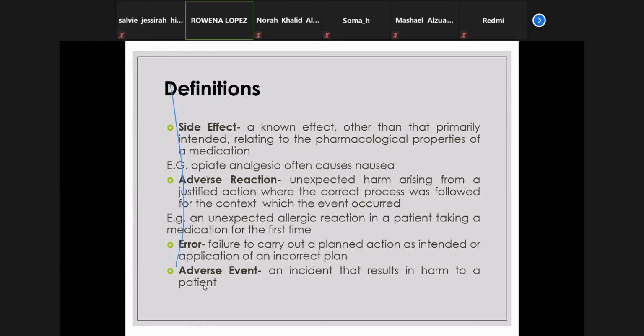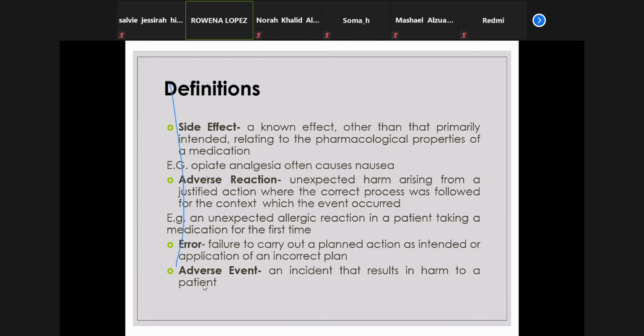So we have here some definitions. A side effect is a known effect, other than that primarily intended, relating to the pharmacological properties of a medication. Example, opiate analgesia often causes nausea. An adverse reaction is unexpected harm arising from justified action where the correct process was followed for the context in which the event occurred. Example is an unexpected allergic reaction in a patient taking a medication for the first time. Okay. An error is a failure to carry out a planned action as intended or application of an incorrect plan. An adverse event is an incident that results in harm to a patient.